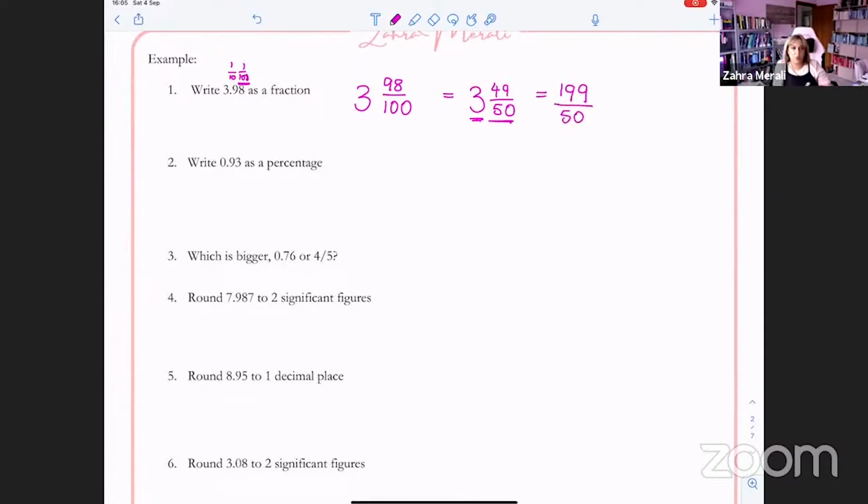We've got: write 0.93 as a percentage. If we're going from a decimal to a percentage, we're timesing by 100. When we times by 100, remember we move the decimal point 2 places. So 0.93 times 100 is going to give you 93%.